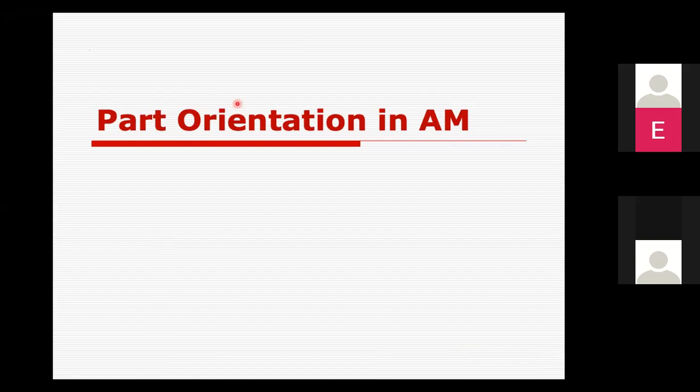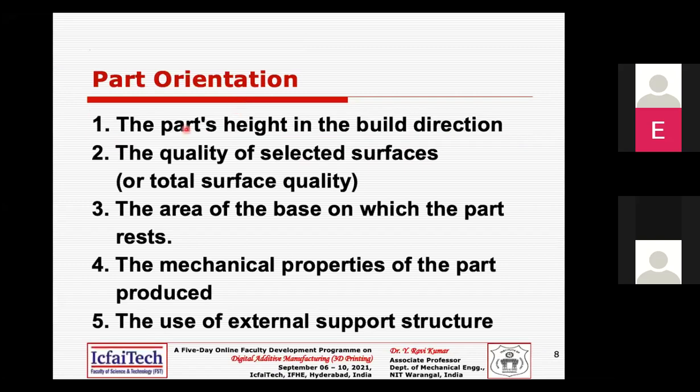So this part orientation usually has five criteria. So what are those five criteria? The part height criterion is one, where if you follow this criterion, you may be fixing an orientation which has minimum Z height. Why minimum Z height? The minimum Z height will consume the minimum number of layers that you are going to fabricate. Means the build time is less, means the build cost is less, right? So that may be one of the criteria that you follow for fixing the part orientation.